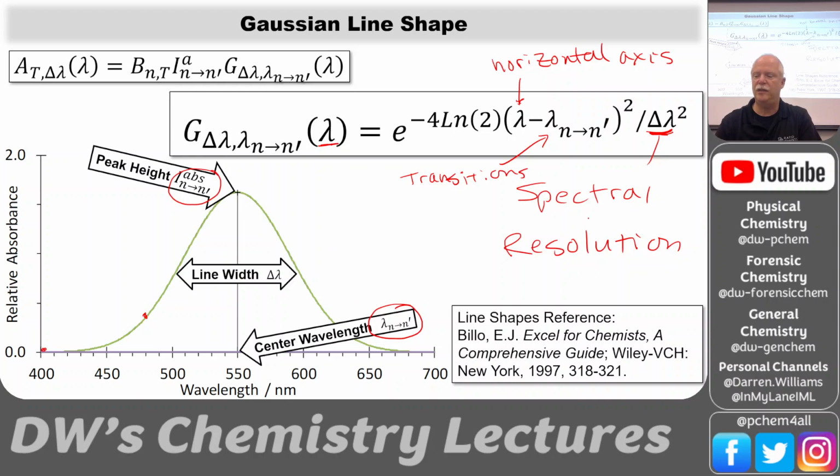And so these are the three pieces that go into a Gaussian line shape, or any line shape. You have to have an intensity factor, you have to have a width factor, and then you have to have the center of that peak.